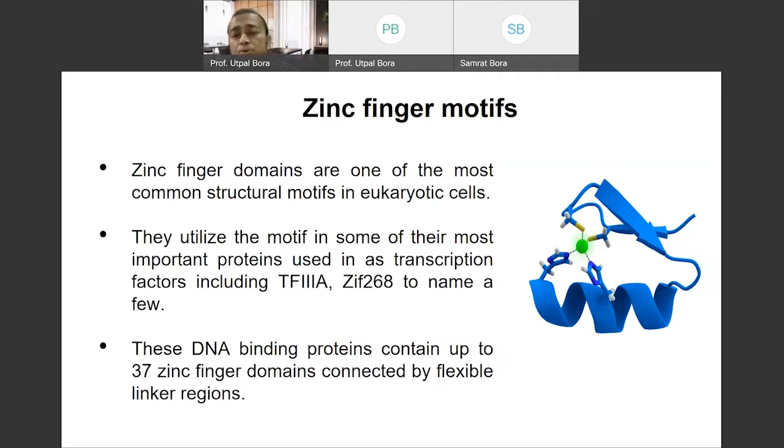Now these DNA binding proteins contain up to 37 zinc finger domains connected by flexible linker regions. These are the flexible linker regions that connect the different domains or the different secondary structures. These linkers can be turns or loops, for example helix turn helix, helix turn loop, helix turn beta sheet, or a helix loop beta sheet likewise.